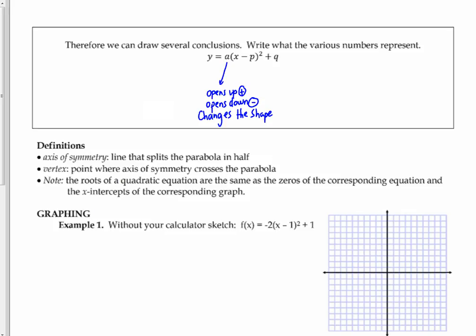Okay, what does P tell us? What does P do? The x value for the vertex. Yeah, it tells us the x value for the vertex. So it's going to be a horizontal shift, and so the p value of the vertex, p is the x coordinate. It also tells us the axis of symmetry. Axis of symmetry is x equals p.